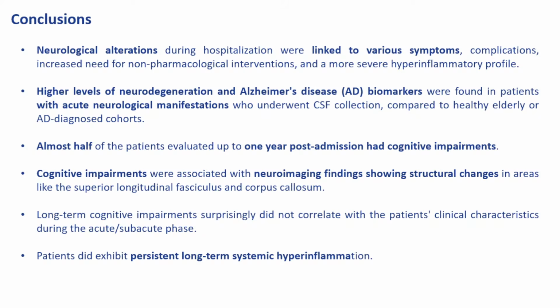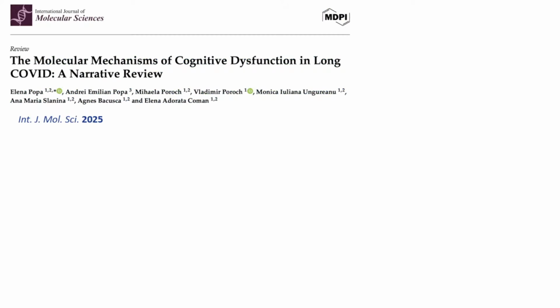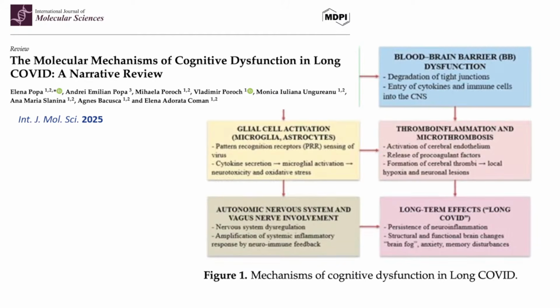Long-term cognitive impairments were not really correlated to clinical characteristics during the acute phase, only the ones that were more related to the systemic hyperinflammation index, as I showed also before. And we know that this has been shown by our group, but not only by our group. There are a lot of hypotheses that are linked to activation of glial cells, astrocytes, microglia, that are also related to the changes related to long-term cognitive impairment.